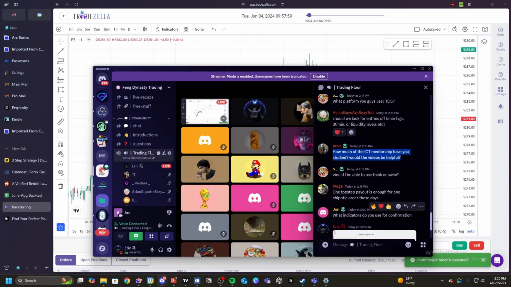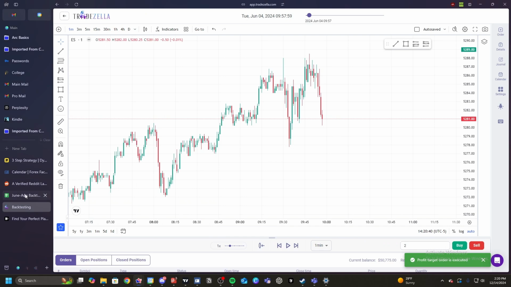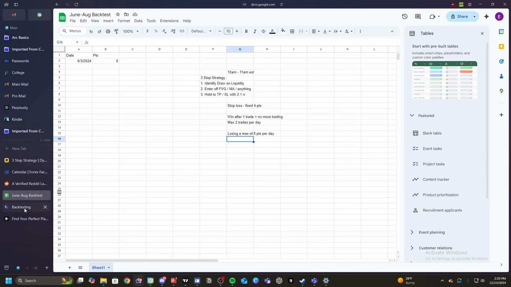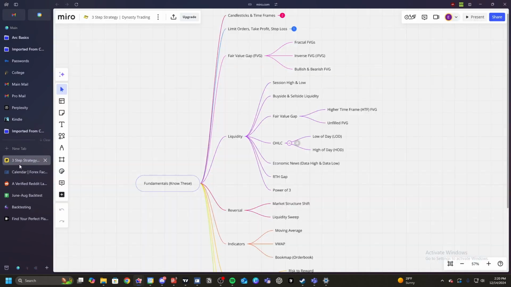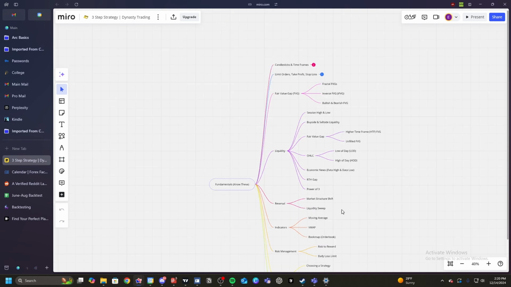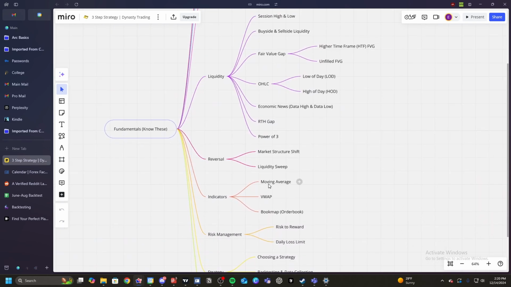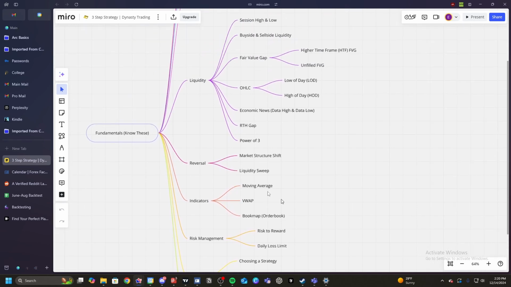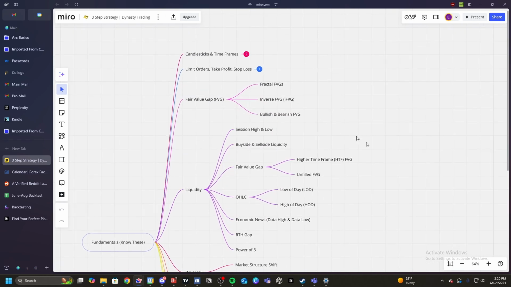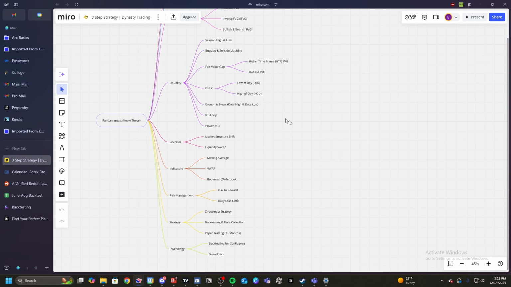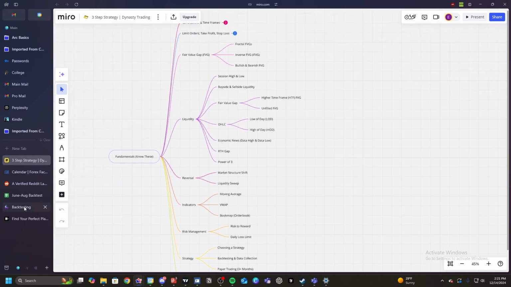What indicators do I use for confirmation? I don't really. The only indicator I really use is the moving average, just to look for the overall trend and try to buy a pullback. But you've got to keep in mind pretty much all of these things, and I'll probably be making a video on this later.